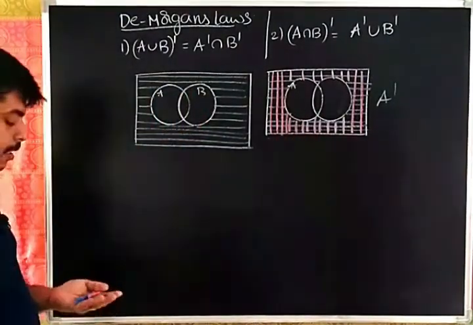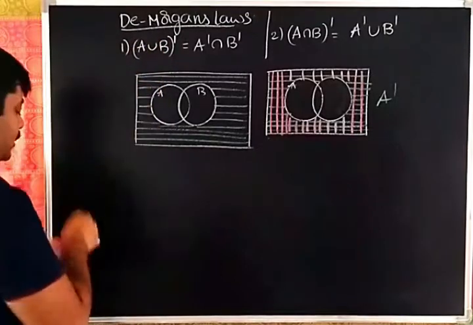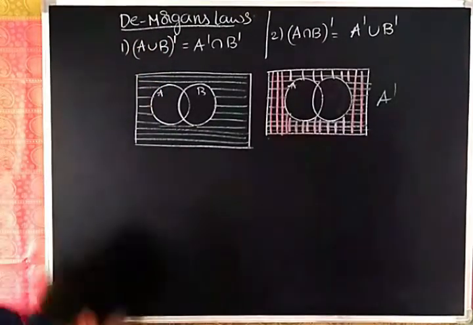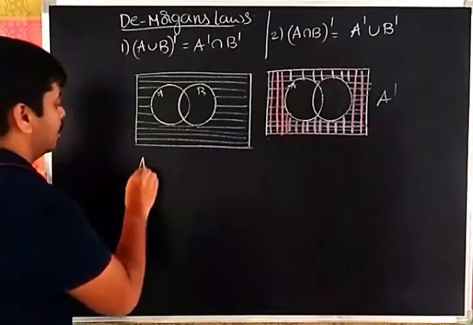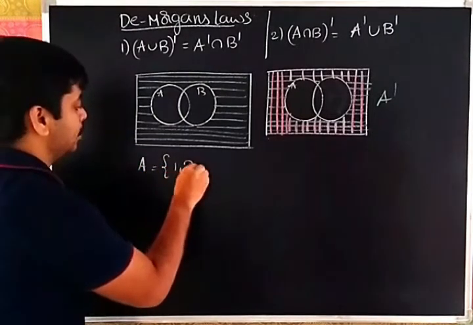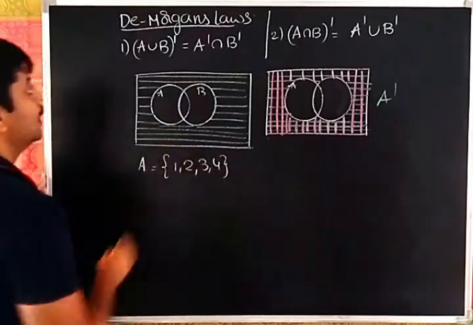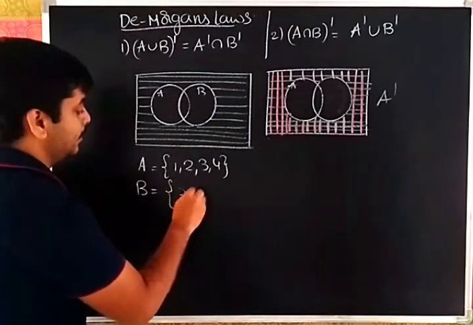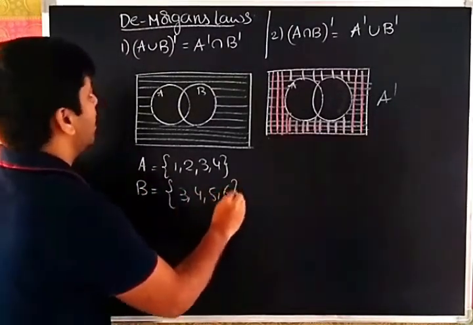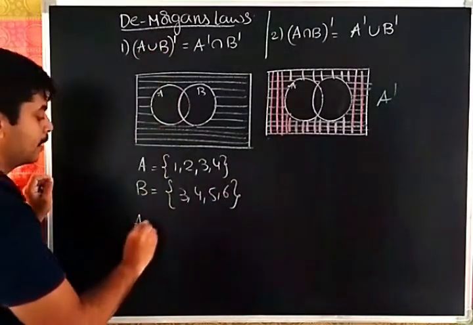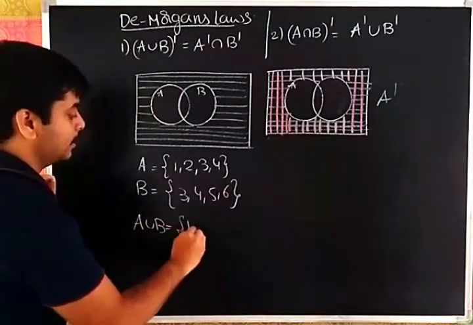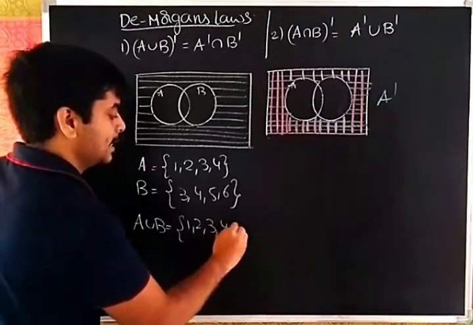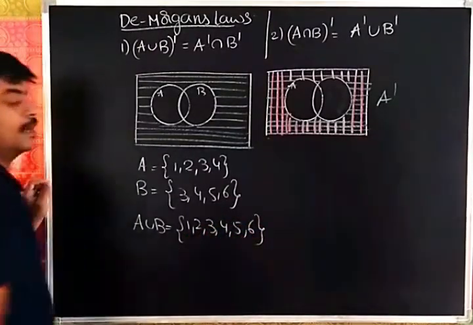Okay, see here. Let us take one set A: 1, 2, 3, 4. Let us take the same set which we are actually referring from the previous class. B is 3, 4, 5, 6. Now tell me, what is A union B? A union B is 1, 2, 3, 4, 5, 6. All the elements of A and B should be there.